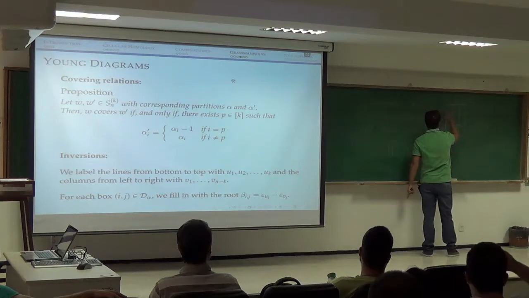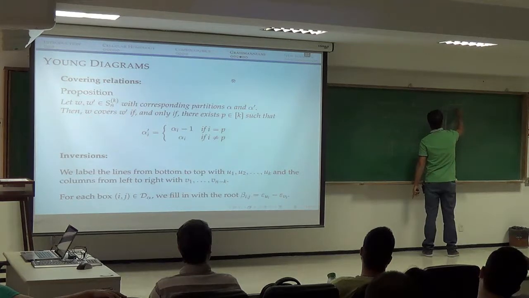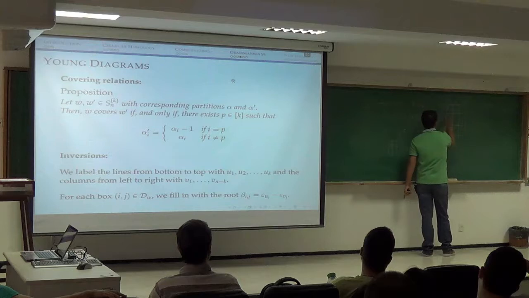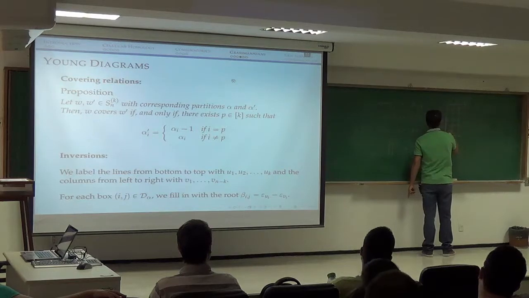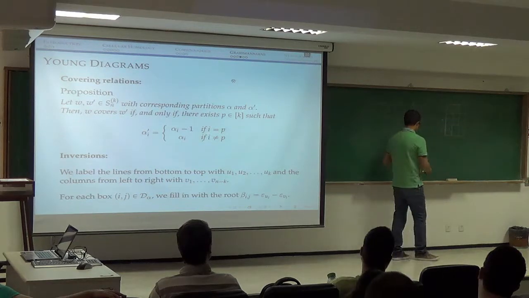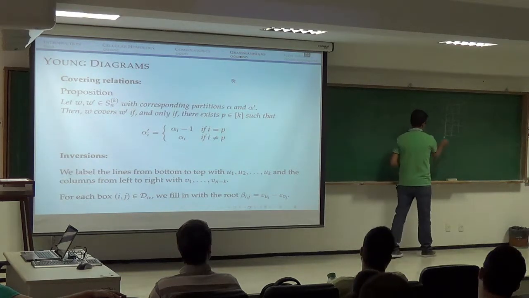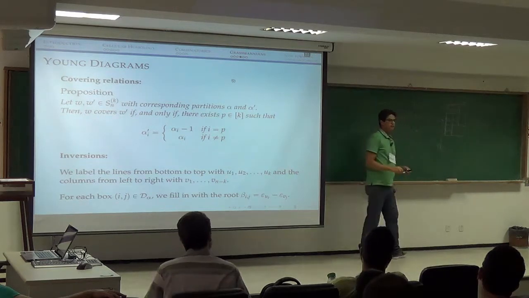So in this first box, epsilon 5 minus epsilon 1. In this box, epsilon 5 minus epsilon 3. And here there's no box. And so on. Here it's epsilon 4 minus epsilon 1, epsilon 4 minus epsilon 3, and here epsilon 2 minus epsilon 1. Okay? This corresponds to the set P of W for this W.